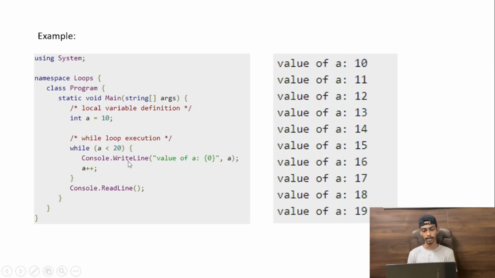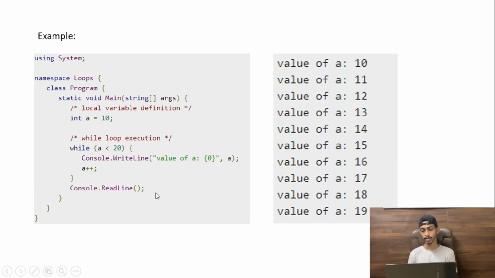Then a is incremented. So now the value is 11. Then it is true, less than 20 that is. Then again the value of a is printed. It keeps on going until the value of a is not less than 20. At that point it will be false and come out of the while loop.